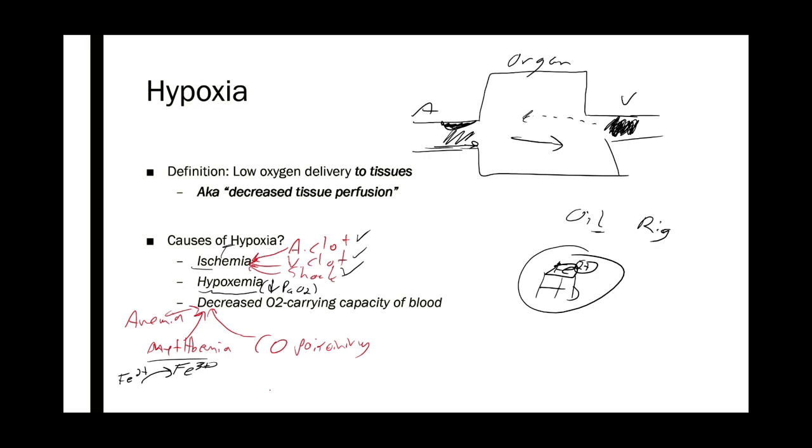And you get tissue hypoxia. And then carbon monoxide poisoning we already talked about. That's when carbon monoxide binds up the hemoglobin instead of oxygen, and as you can imagine, you will get decreased tissue perfusion. So just remember, think of hypoxia at the tissue or organ level.